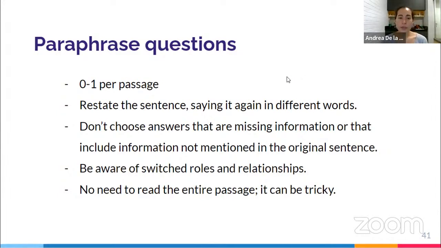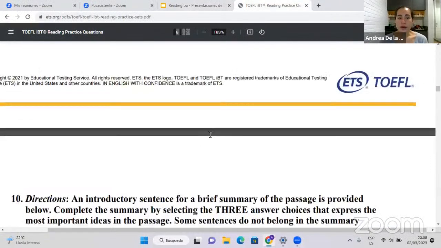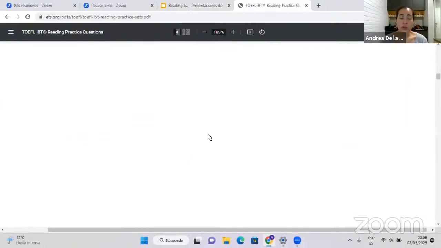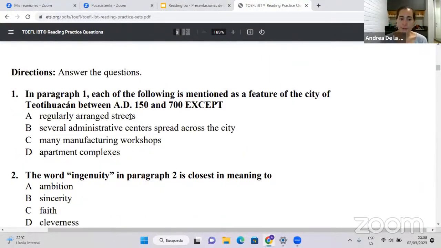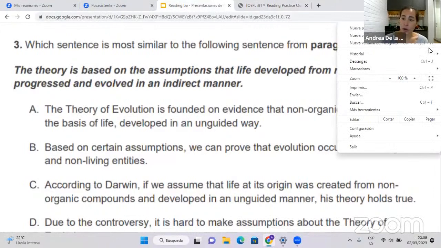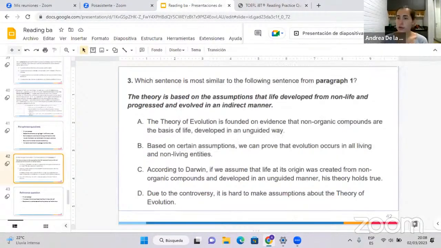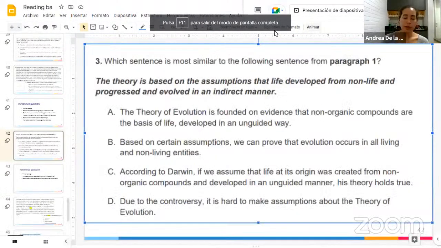So now, what I really like about this specific question is that you don't need to read the entire passage. It's pretty straightforward. It doesn't take up a lot of time. So let's see an example of a paraphrase question. We're not working with the passage we were doing about the Teotihuacan because I didn't find any paraphrase questions in this set. Remember that with paraphrase questions, you can have none or you could have 1 per passage, from 0 to 1. So in that case, we didn't have any. But we're going to work with a different one.